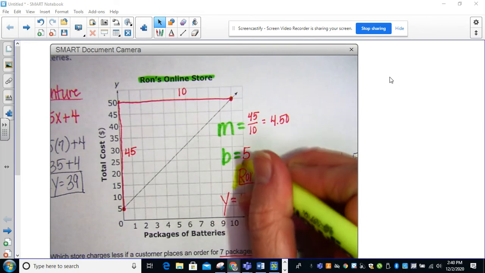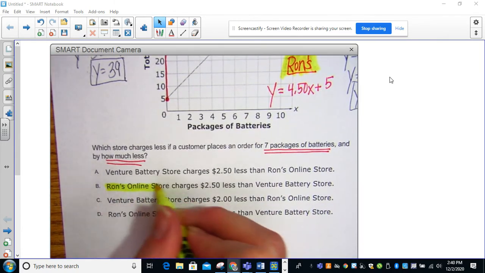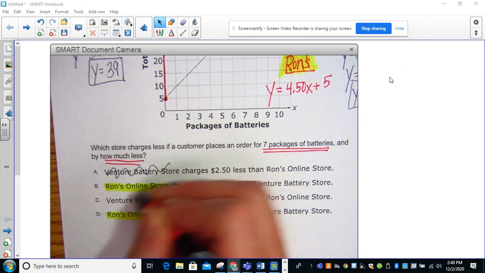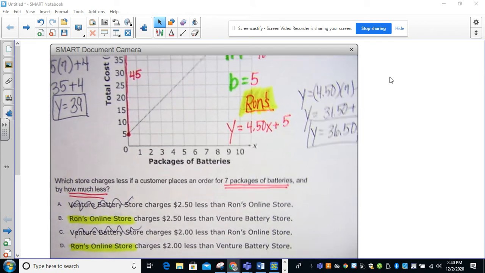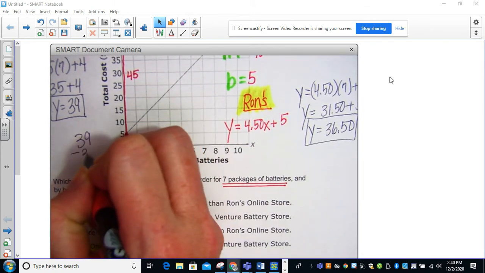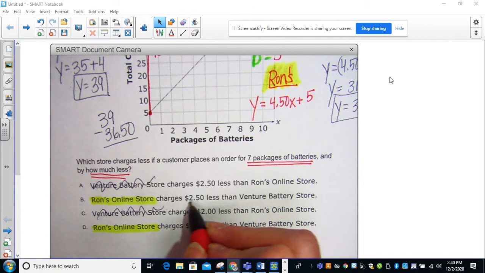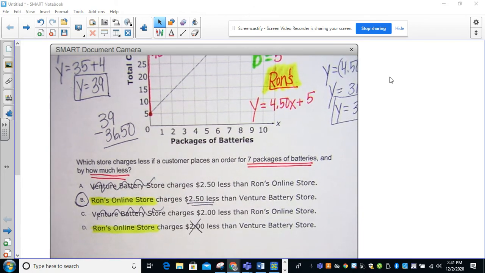So which one charges less, $39 or $36.50? Looks like Ron's. So let's look at our answer choices for a second. It's going to be Ron's, one of these two. So we'll go ahead and get rid of that one, get rid of that one. And it says by how much? Well, if you take 39 and subtract 36.50, that gives you $2.50 less. Right there, $2.50. Answer choice B.